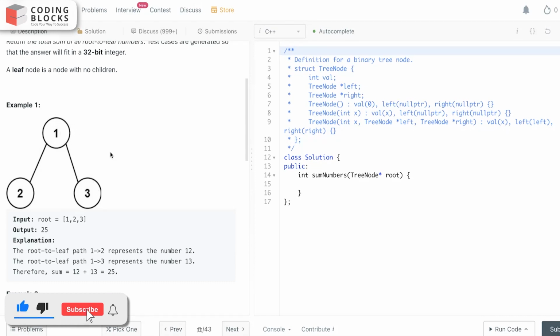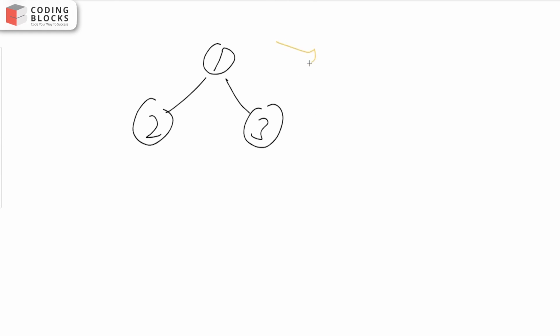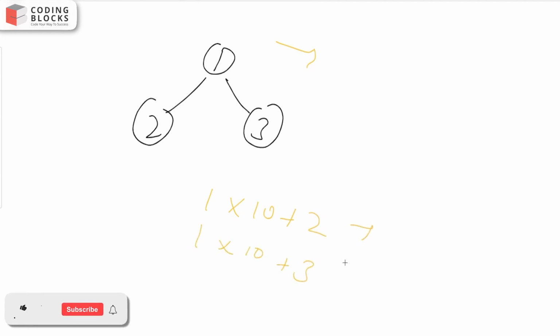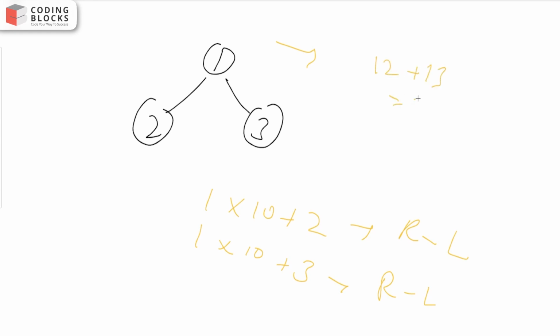We have one more node at its left and one more at its right. So 10 will be multiplied with this. What I mean to say is, if I'm having this tree, what will be the answer? It will be 1 into 10 plus 2, and 1 into 10 plus 3. These are both the root to leaf paths, so I'll have to add both of them. So 12 plus 13 will be 25.